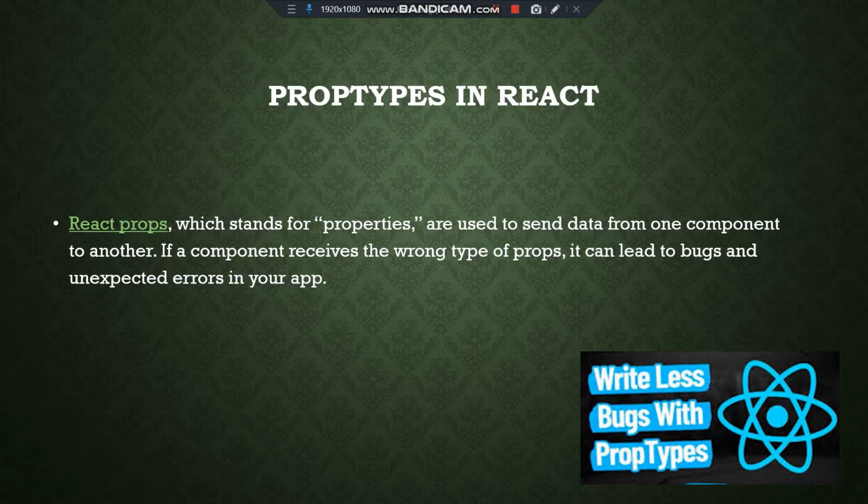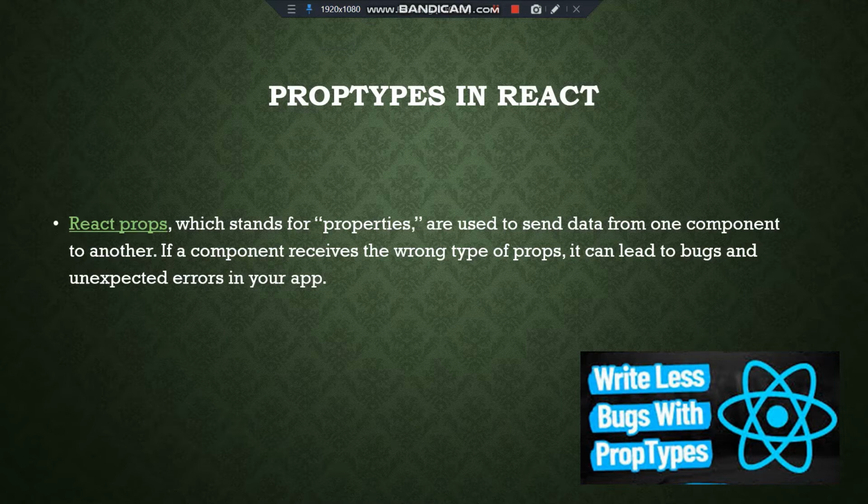If a component receives the wrong type of props, it can lead to bugs and unexpected errors in your app. Since JavaScript does not have a built-in type checking solution, many developers use extensions such as TypeScript and Flow. However, React has an internal mechanism for props validation called prop types.